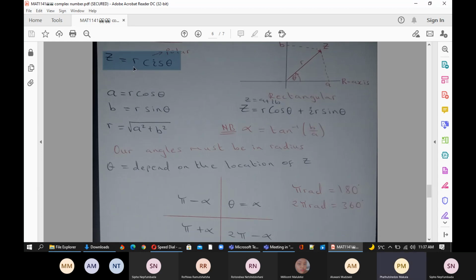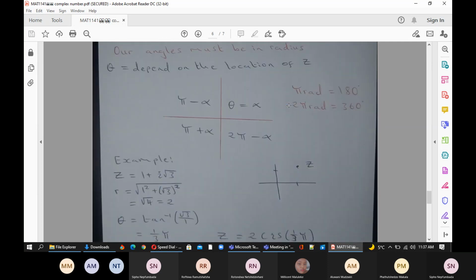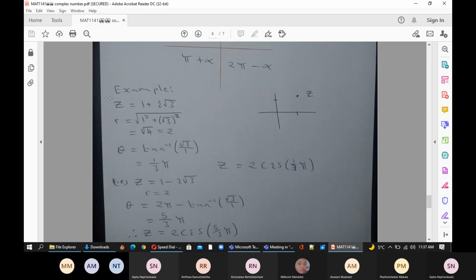So, we are supposed to find R and theta. So, how do we get our R and theta? Our R is represented by this guy. Where A and B, we find them in this guy. So we take A and B and substitute.